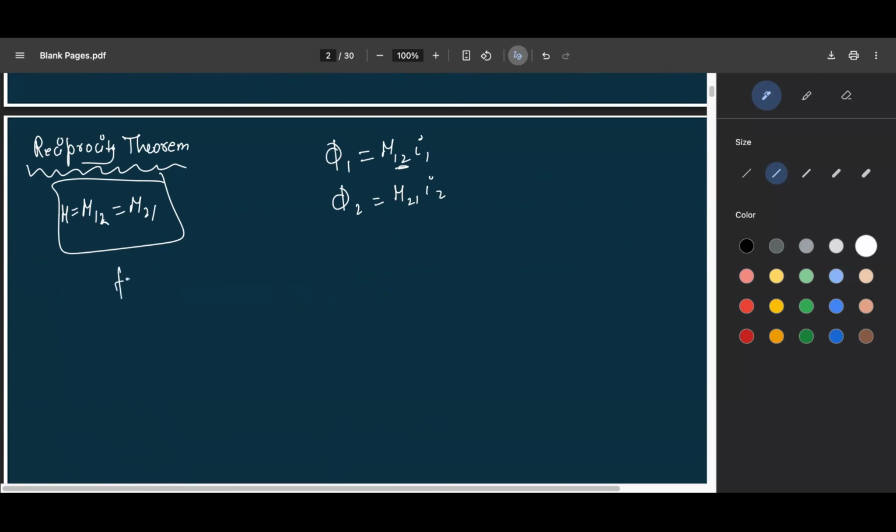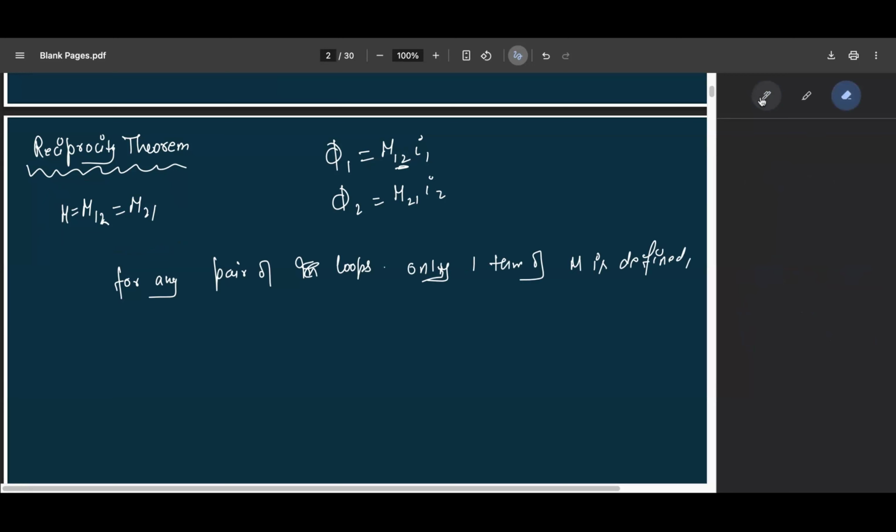So you can say for any pair of inductances, there is only one term in which M is defined. This is one more idea I can actually go with.